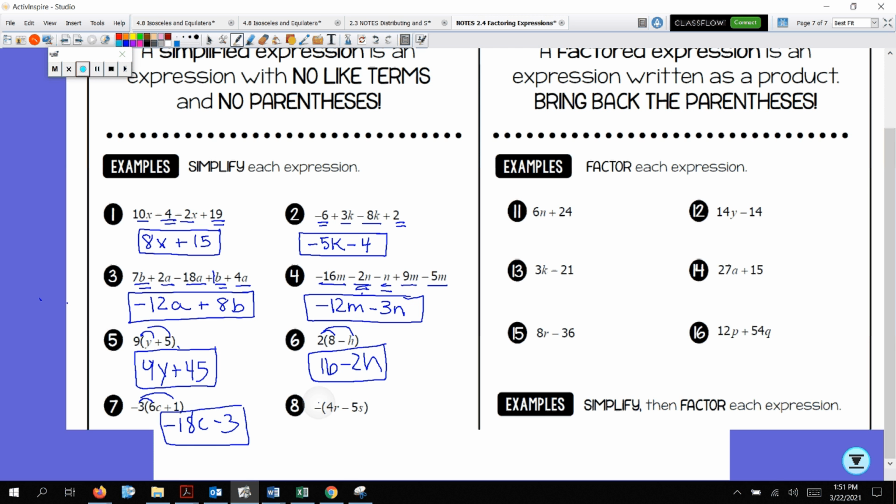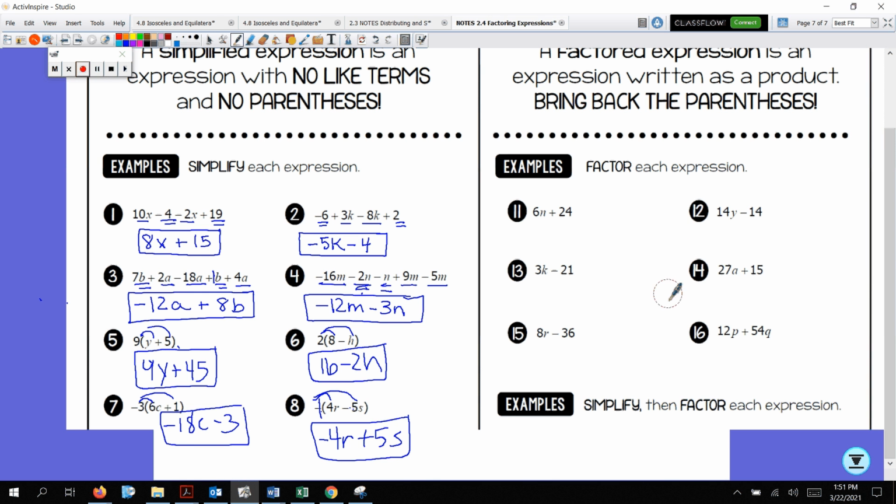Remember to put a negative 1 between the negative and the parenthesis, because we're distributing negative 1 to both terms in the parentheses. Negative 1 times 4r is negative 4r. And negative 1 times negative 5s is positive 5s.